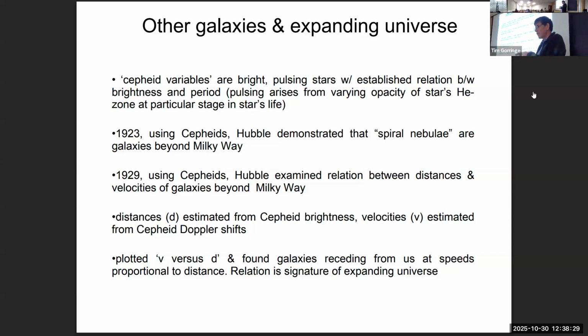And they were receding from us in a particular way: if they were closer to us, they were receding less. If they're further from us, they're receding more. And that's characteristic of a universe that's just overall expanding. Everything gets further away from everything else. And if something's further away from you, it's receding faster from you. That's a signature of an expanding universe. And that came out of these Cepheid variables.